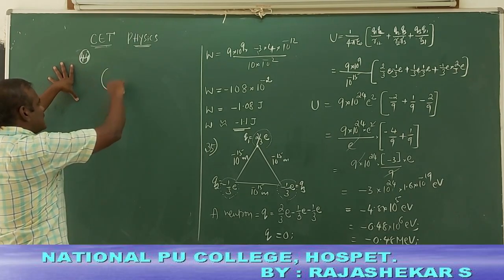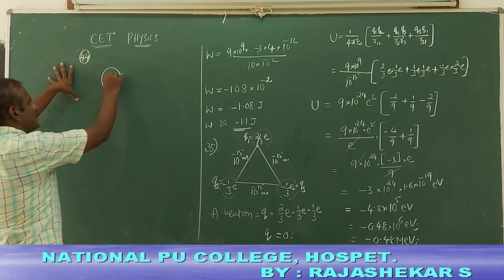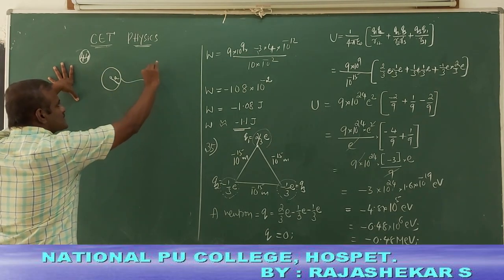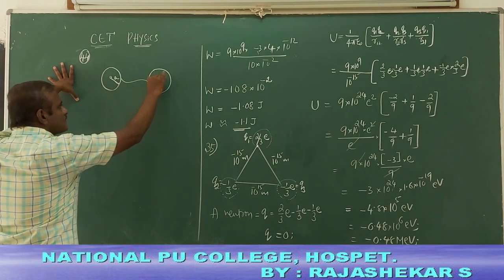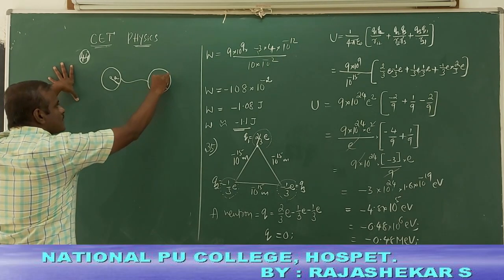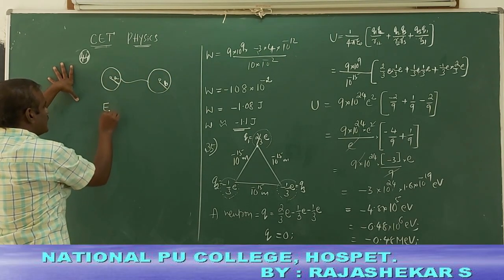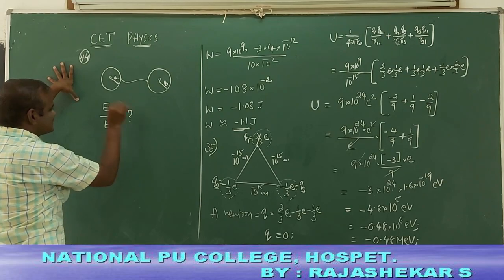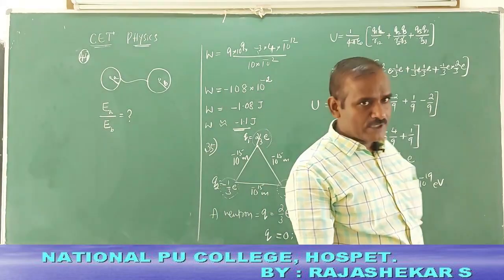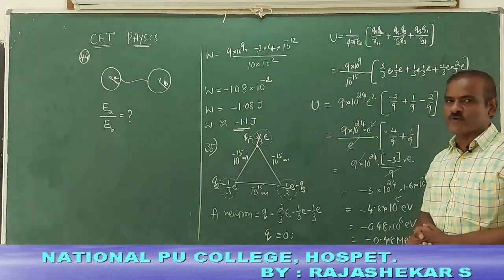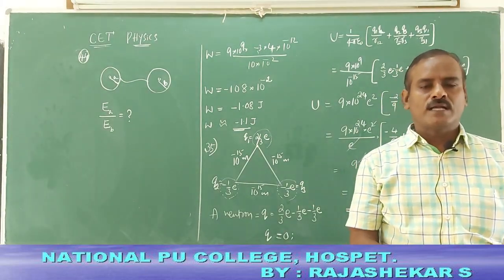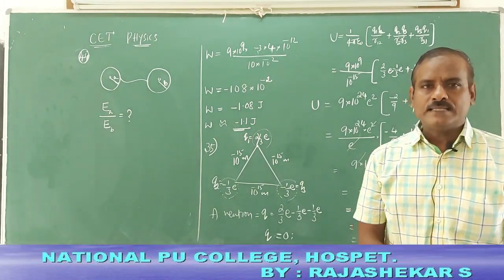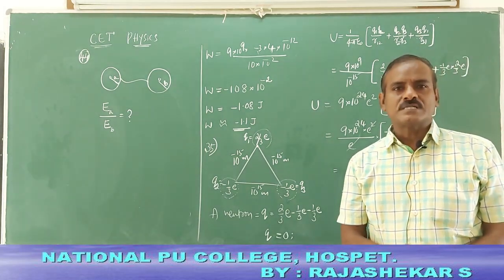Here is an arrangement. One conducting sphere of radius A is connected to another conducting sphere of radius B. Now the question is, what is the ratio of electric field on conductor A and B? Well students, one thing is very clear: when two charged conducting spheres are connected by means of a wire, as you know, charges will flow from one conductor of higher potential to another conductor of lower potential. And you know how long it will flow? Until the potentials of both are same.